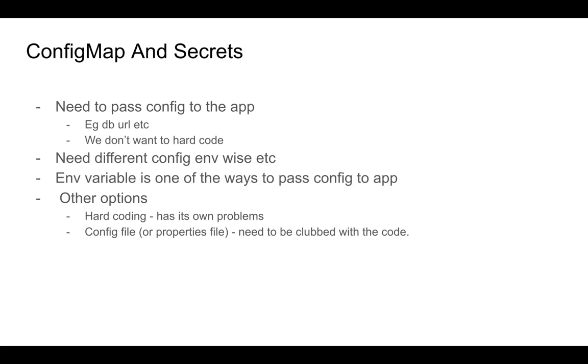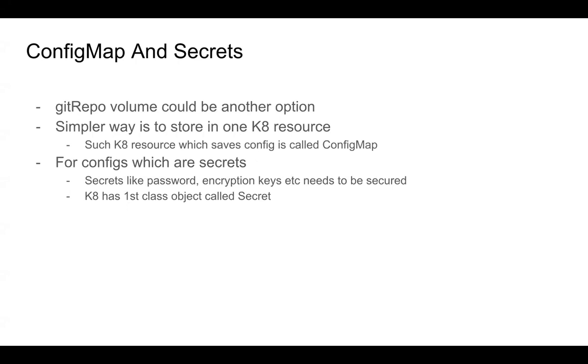The third option is you can have a configuration file. For example, in Java, you can have a properties file, and you can change the properties file. But the properties file is also part of your code or deployment. So if you want to change the properties file, you have to change it first, rebuild the code, and redeploy the code. So you have to go through the whole cycle. But these are a few of the options we can use to pass the configuration.